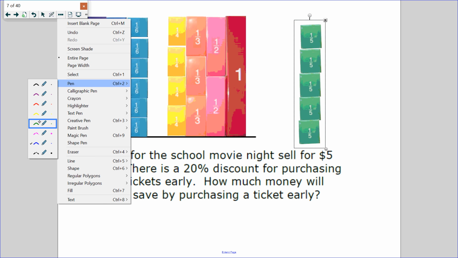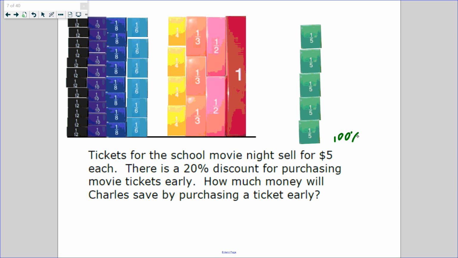So this whole bar represents 100%. If you turn this bar over, it should say 20%. How much did the whole ticket cost? $5. So 100% was divided into how many sections? 5 sections. That's 20%. What is $5? And I distributed the same dollar amount in each section, so it's equal. $5 divided by 5 sections is $1. $1, $1, $1, $1. So every 20% represents $1. How much money will it save? $1.